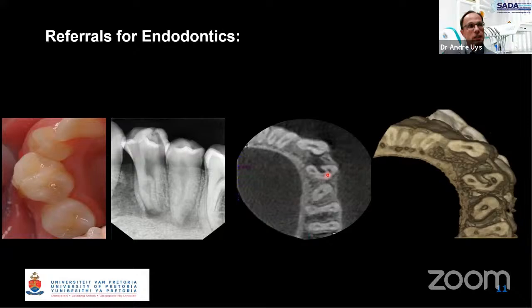And this really helped me to identify all the canals and helped me with the access to get into all of these canals. So you can see from the amount of information that you can gain from the CT. This was a small field of view that was taken for this patient, specifically focusing on that tooth.